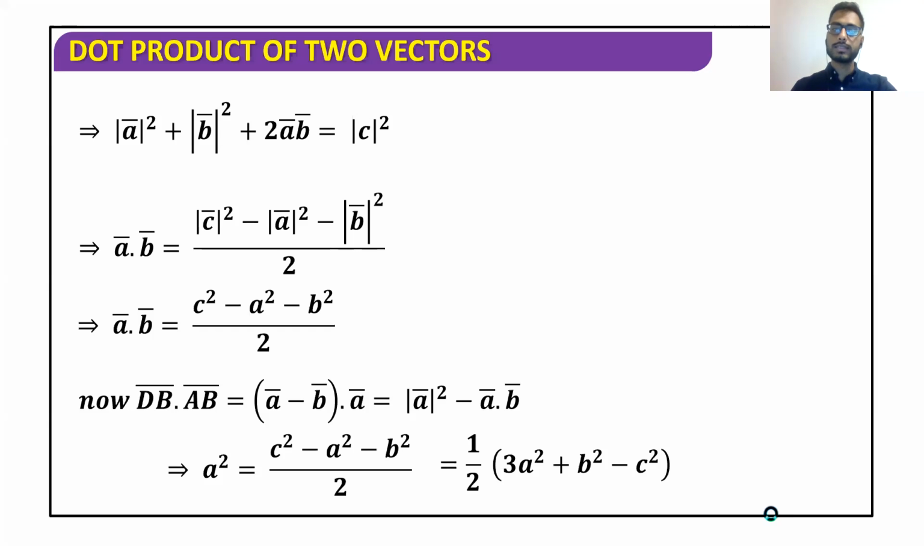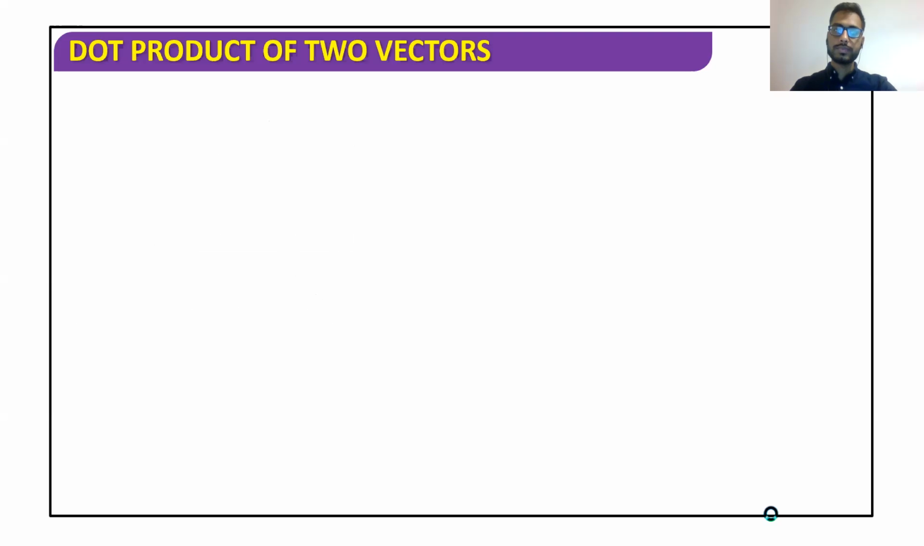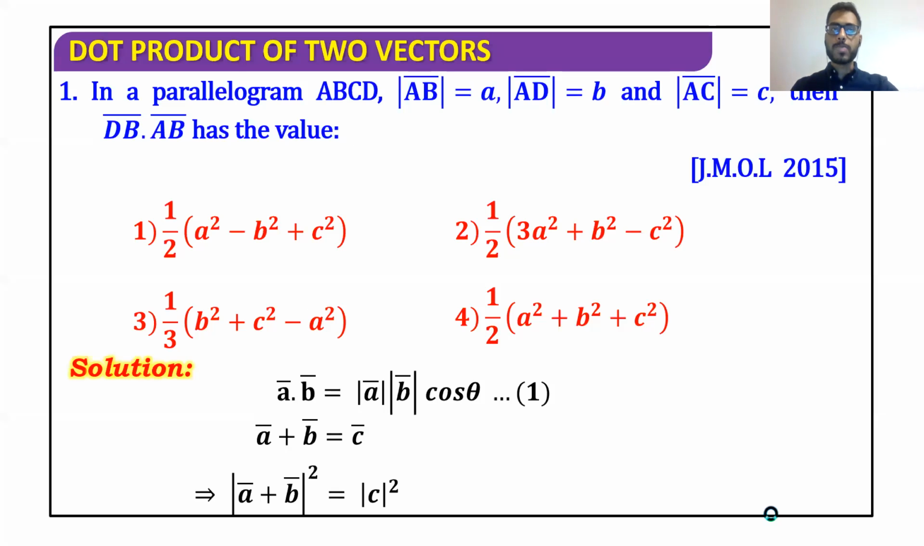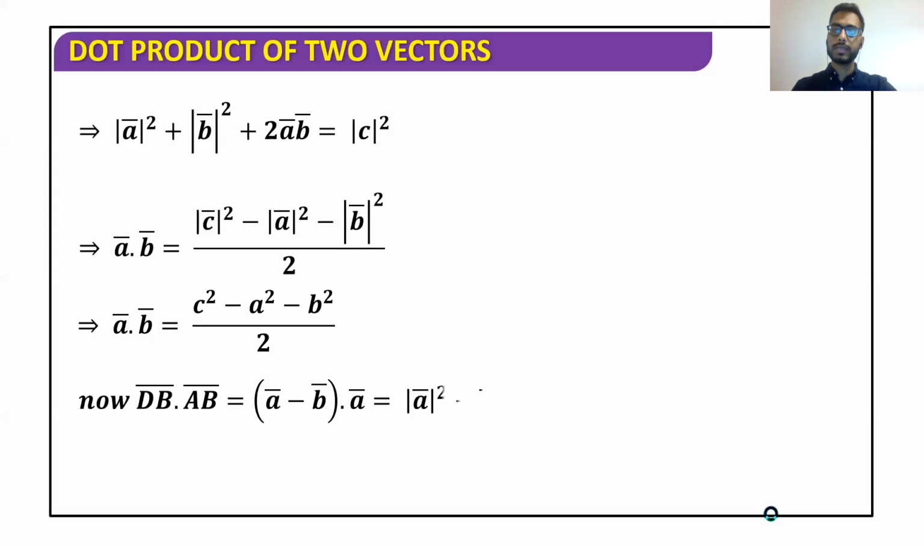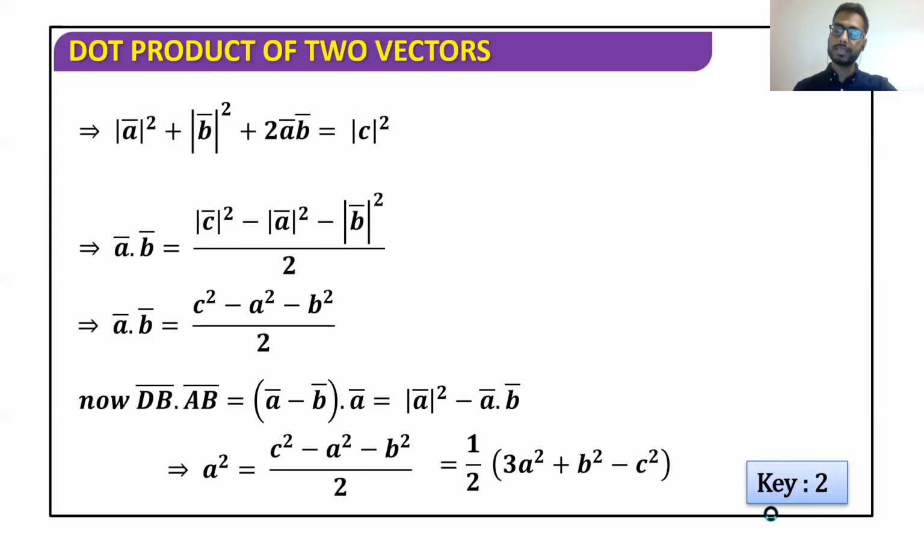So in this last step, there is a printing mistake. It's A square minus of this term, (C square minus A square minus B square) by 2. It's not A square is equal to. So just go through the question once again. We were going to need the value of A dot B, and hence we started with this term, (A plus B) the whole square is equal to C square. And once we get the value of A dot B, we can easily substitute that value to get the final answer.